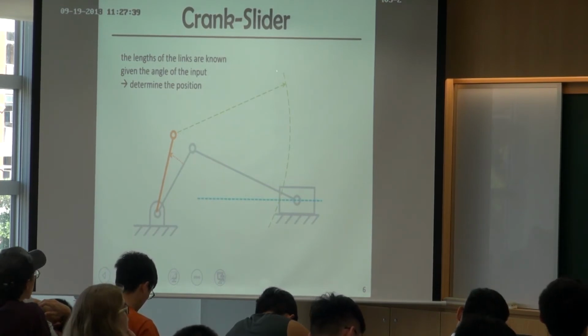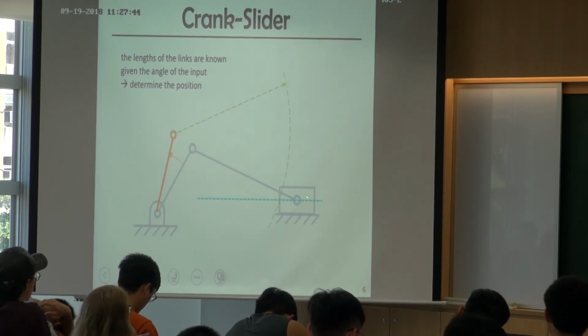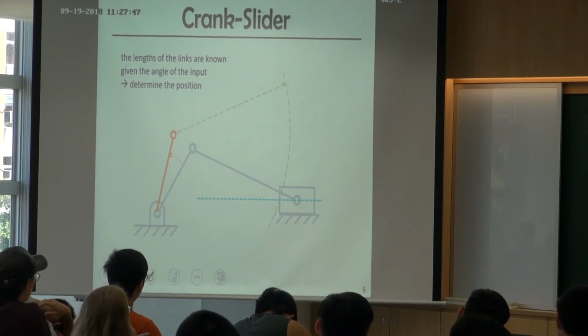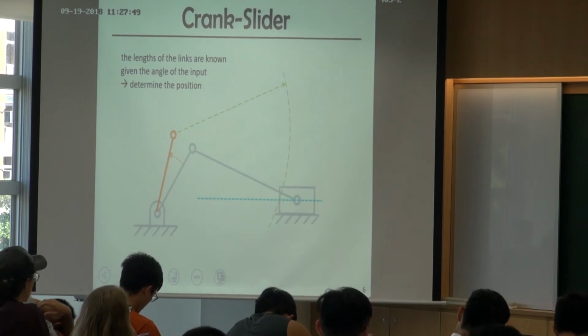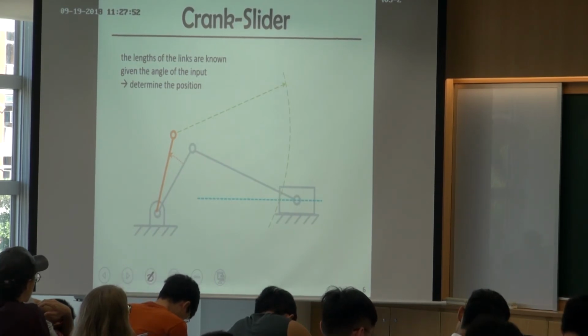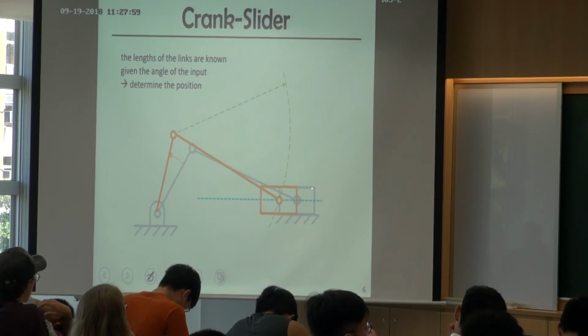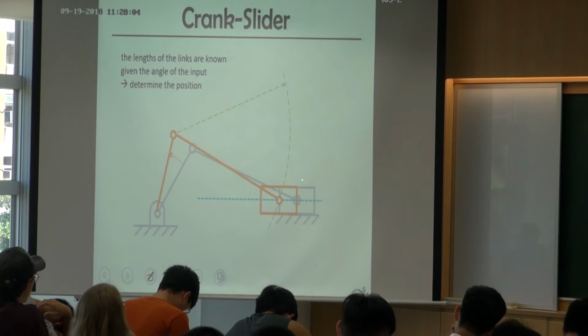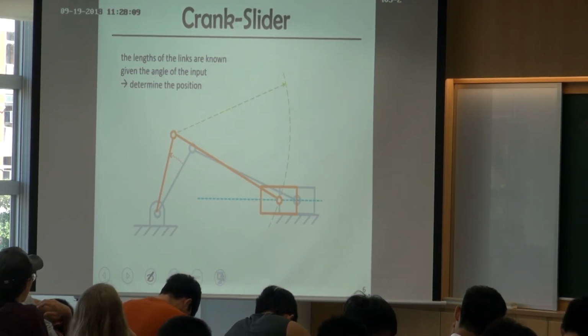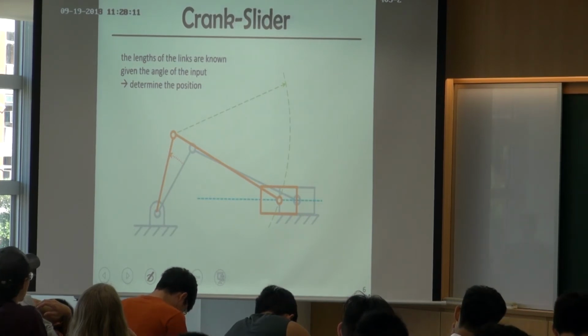So I know the joint must be on this green one and also must be on the blue one. So it's going to be the intersection of these two, the curve and this line. So this is going to be the new location of the joint. Then you just connect them together and draw the slider. So this is going to be the new position of this crank slider mechanism. Any questions?